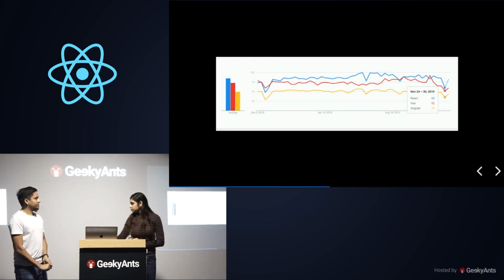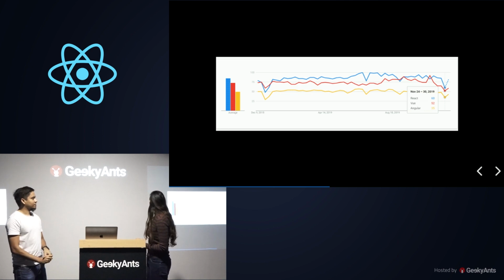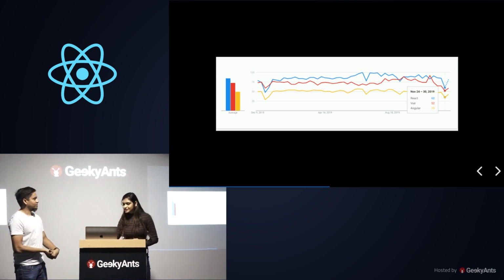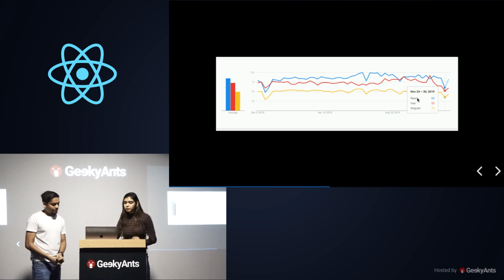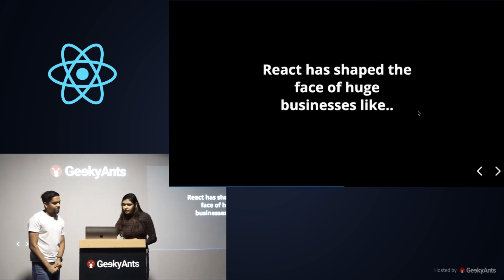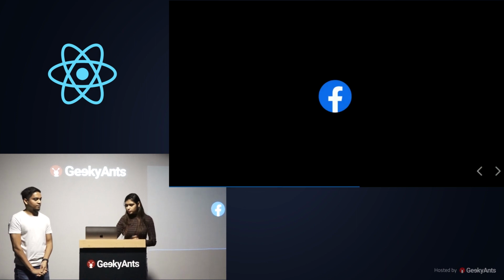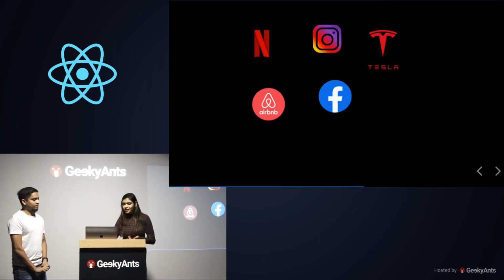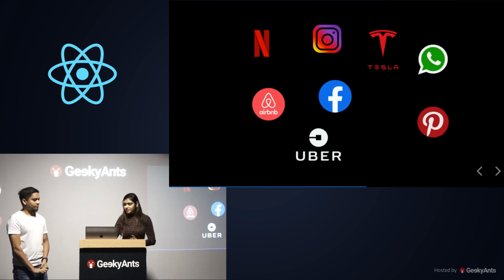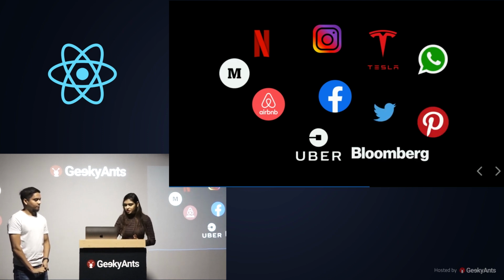So this is just a representation of how Google Trends shows. You can see that still the searches for React are more than Vue and Angular. And as we can see, React has shaped the face of very huge businesses like Facebook, which is obvious, and then Instagram, then Netflix, then Tesla, Airbnb, Uber, WhatsApp, Pinterest, Twitter, Bloomberg, and Medium, and Yahoo, and also Reddit.